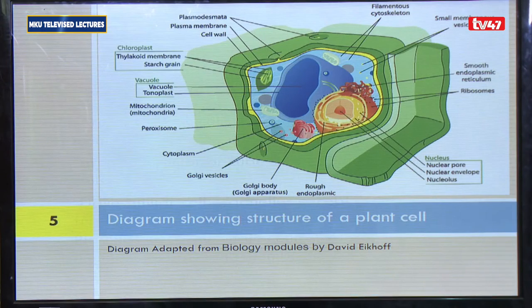For illustration of what the plant cell looks like, this is what we have. So in the plant cell, generally, at the center we have the large centrally placed vacuole that we talked about. Basically, it contains water, mineral salts, and some sugar as well. And then that vacuole is covered by a membrane.